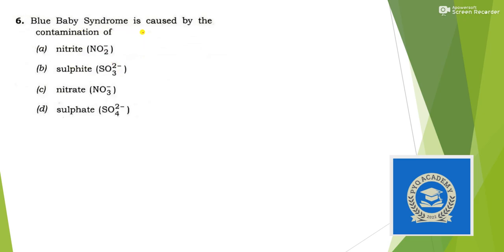Blue baby syndrome is caused by contamination of. This is a very famous question asked in various examinations. So the answer is nitrate. The contamination of nitrate causes blue baby syndrome.